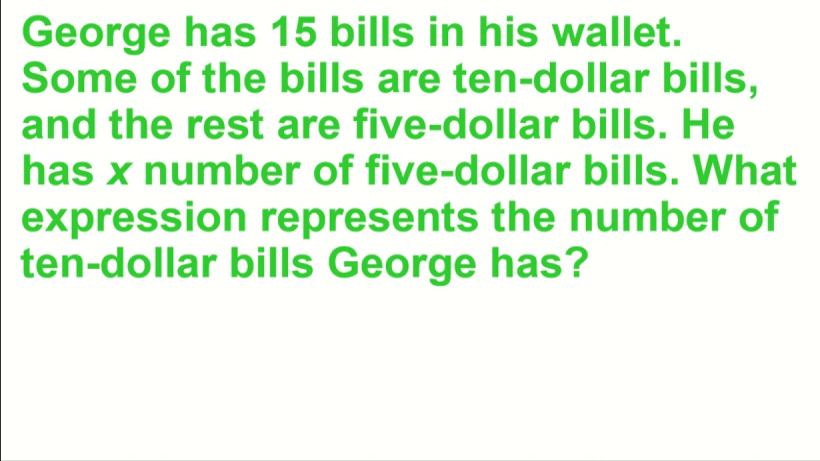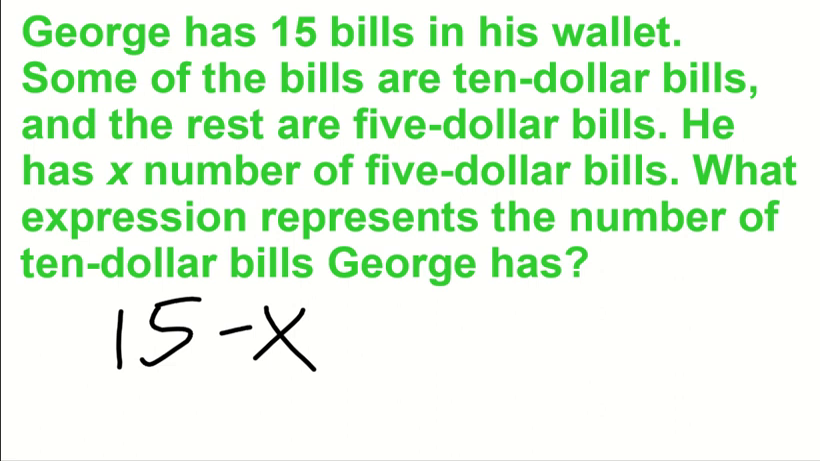Ford? Y? Nope. We need an expression. There's only one variable in this. Jacob? 15 minus x equals y. I'll take it. Only one variable. So 15 minus x. It doesn't tell us that the number of $10 bills is a variable at all, so we don't have it be like y equals. It's just looking for the expression.